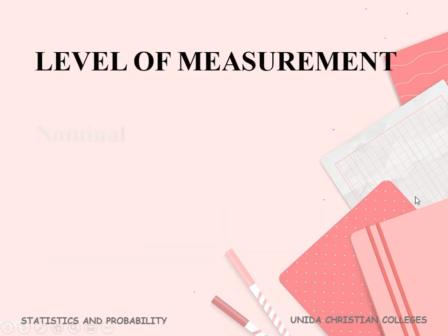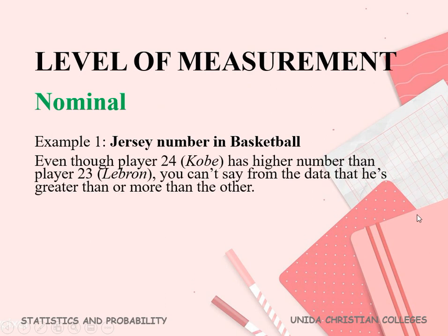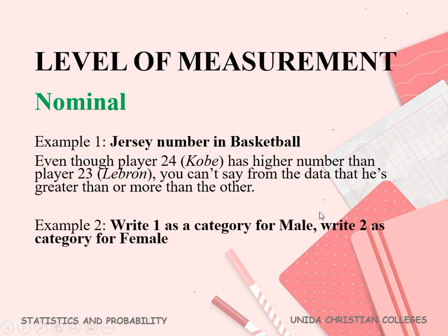Okay, so let's have this example. In example number 1, we have the jersey number in basketball. Even though player number 24, which is Kobe, has a higher number than player number 23, which is LeBron, you can't say from the data that he's greater than or more than the other. So, just because number 24 is higher than number 23 doesn't mean Kobe is higher than LeBron. The number just represents our basketball player. So, we only categorize by using a number.